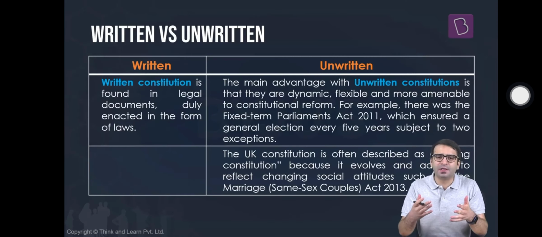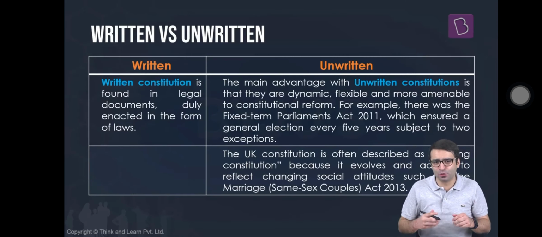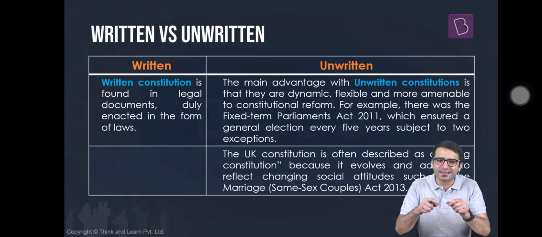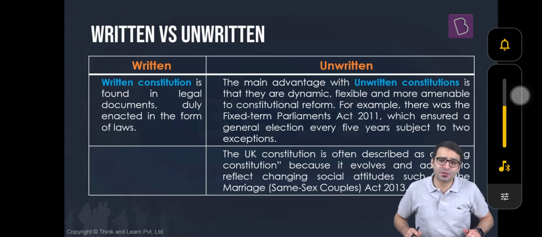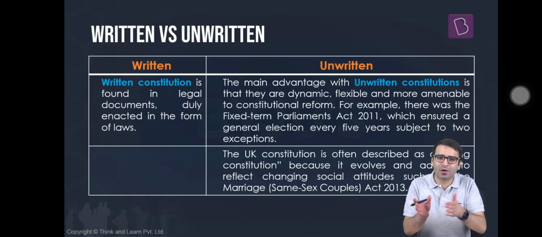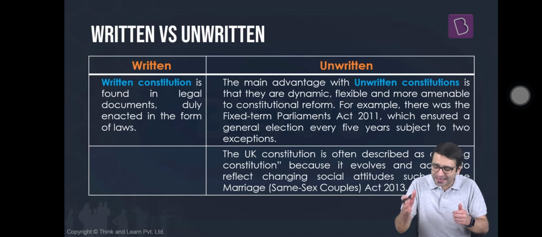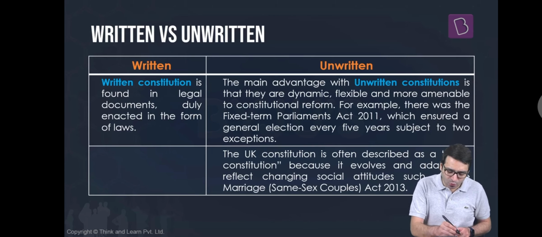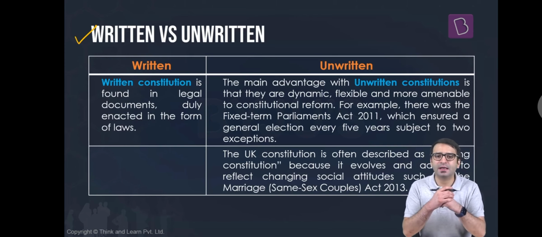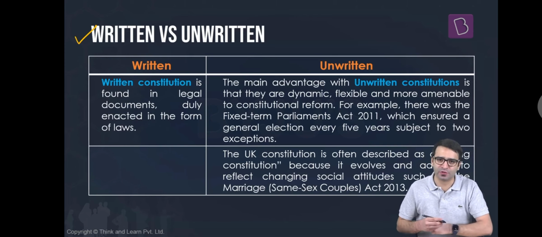Now that we have understood what a constitution is, let's look at various types of constitutions that we come across. A constitution can be either written or unwritten, can be enacted or evolved, and can be unitary or federal. Let's look at what is a written constitution and what is an unwritten constitution.